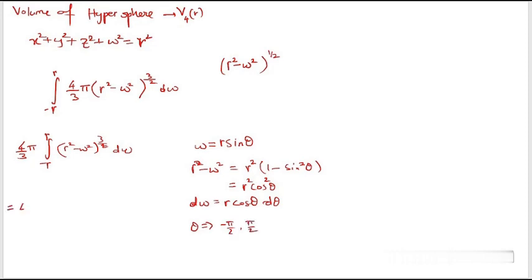We substitute all the values back. Integral from minus pi by 2 to pi by 2 of (r squared cos squared theta) power 3 by 2, times r cos theta d theta. Okay, this will become (r cos theta) whole cube. That's r cubed cos cubed theta. r cubed times r gives r power 4.